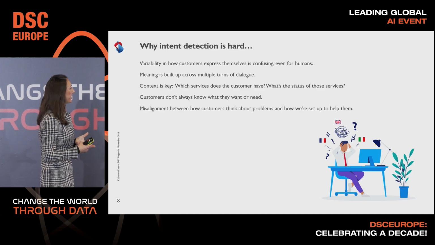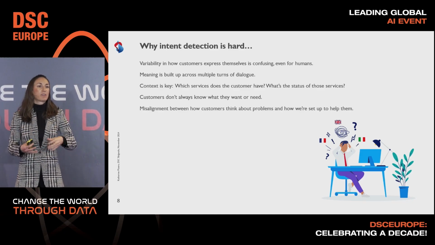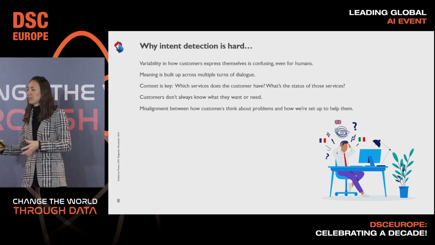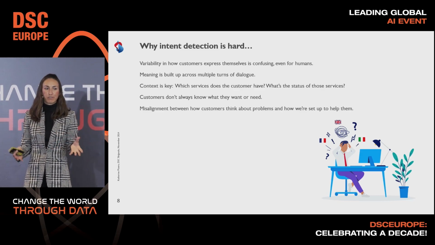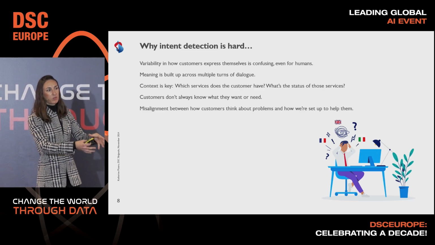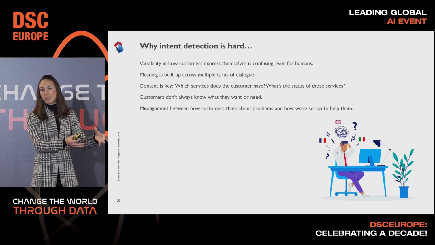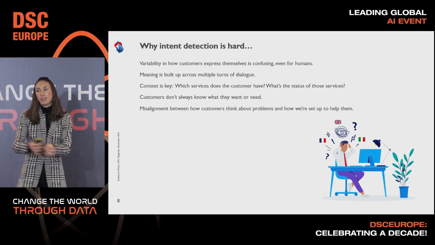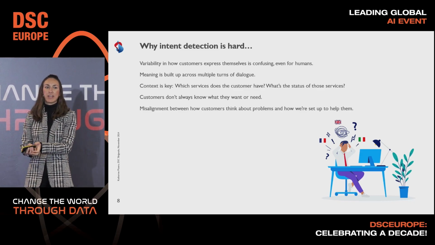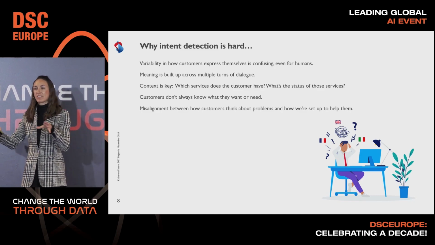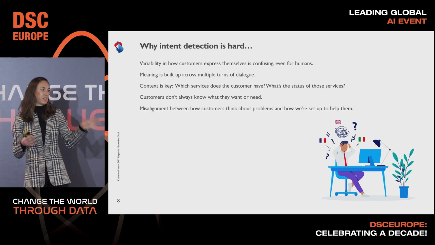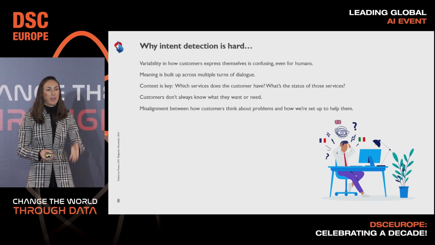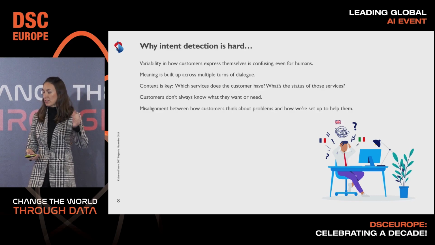And on a similar vein, there's also misalignment between how customers think about their problems and how we're set up to help them. Because we are an organisation that has to figure out, okay, this team of customer agents, what will they be trained in? What sort of tasks will they be trained in? What makes sense together? And this team will have a different set of training. And maybe the way that we've conceptualised that doesn't necessarily align with how customers think about problems. So that can be tricky when you're trying to figure out which is the best team for this customer.